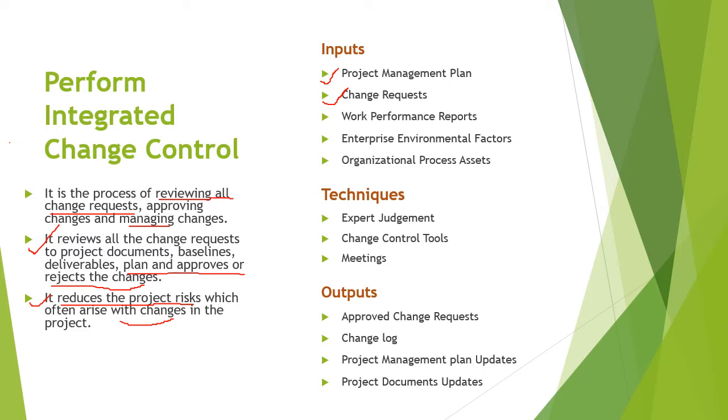Then you have enterprise environmental factors. I think the project management information system can influence your perform integrated change control process. Then OPAs, organizational process assets, which can influence the perform integrated change control process, can be any existing procedure for approving the changes, any existing change control procedures, or any existing procedure to issue the change authorizations, right? So these are the list of inputs which influence the perform integrated change control process.